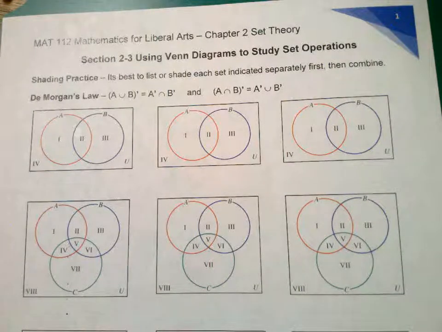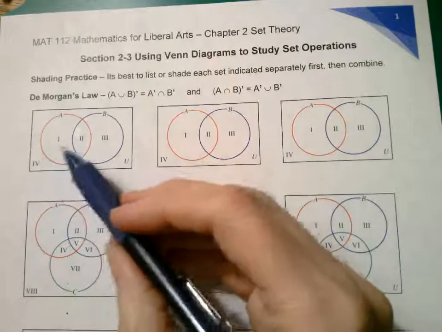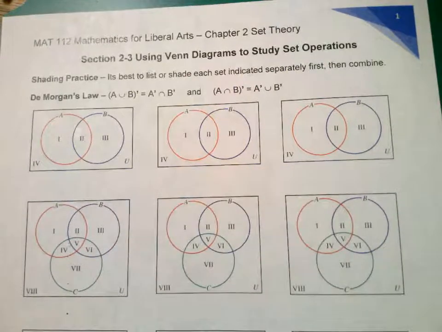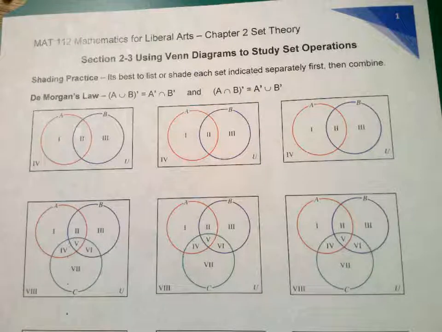Alrighty, Math 112, Chapter 2, Set Theory, Chapter 2, Section 3, Venn diagrams, using them to study set operations. So we're going to have to shade in the homework. And on this page, notice the Roman numerals are representing the regions of the sets, the subsets in the universal set. And the homework's going to want to know what the shaded areas are, and you're going to have to either shade them or tell them the Roman numerals of the proper shading.